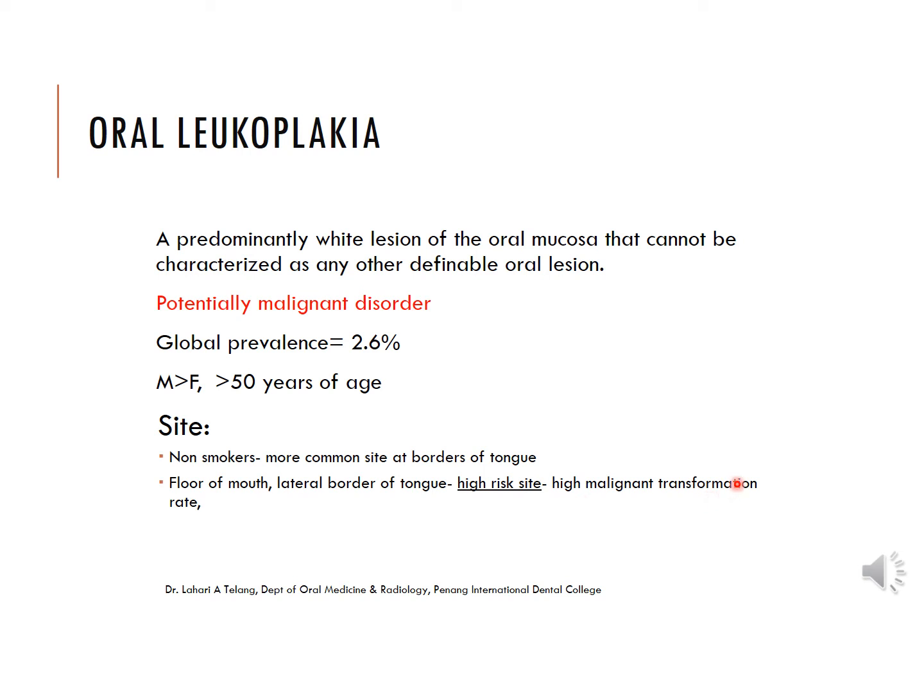We don't really know the reason why specifically this lesion is seen in this particular area. And when the lesion is seen in any patient, either smoker or non-smoker, on the floor of the mouth or lateral border of the tongue, it carries a high risk. And this high risk is because of the high malignant transformation rate seen in these particular areas.